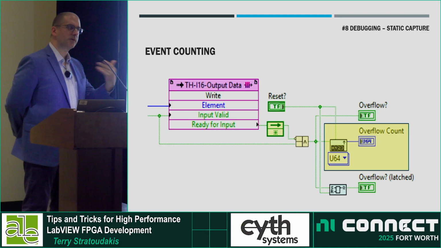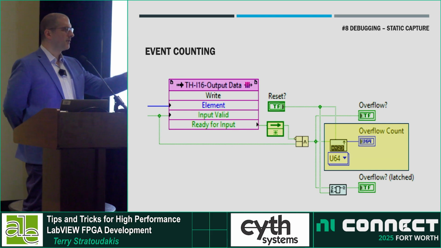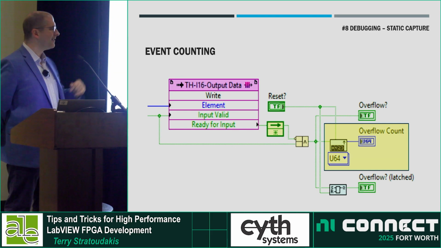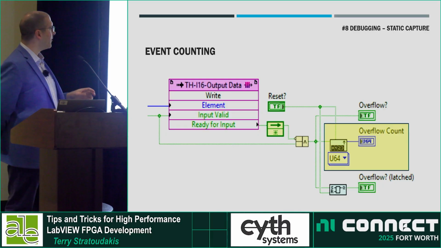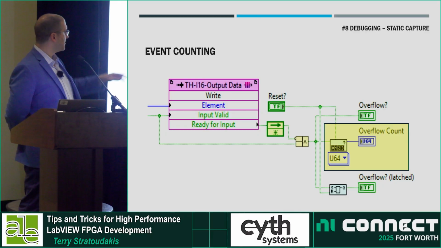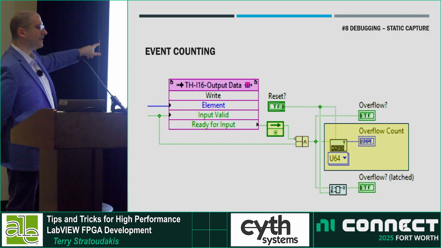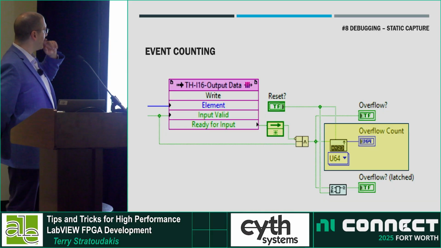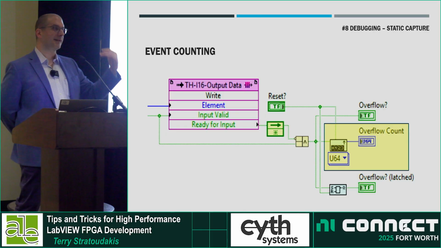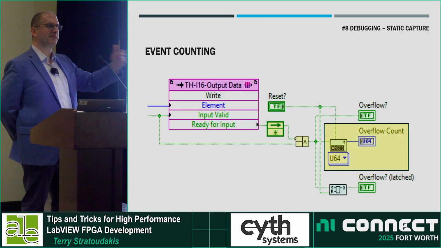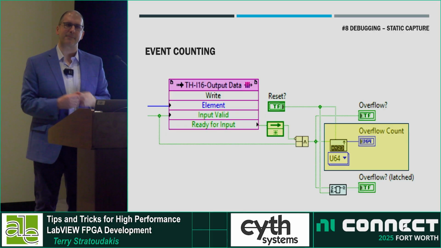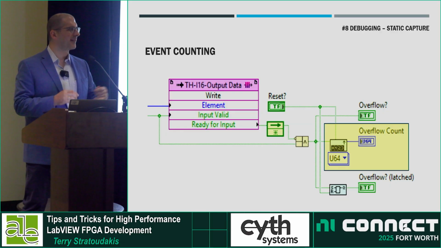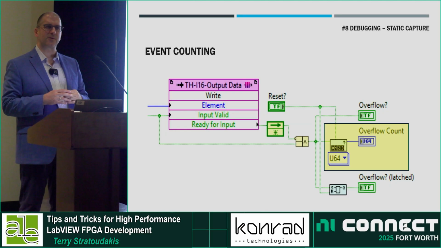Another thing we could do is count events. I could tell you that one or more overflows occurred, but what if I want to know how many occurred? There's a counter function, and I connect that to the same Boolean input, and that will tell me how many have happened. Maybe it's running out of control with lots of overflows, or maybe just 2 or 3 happened.